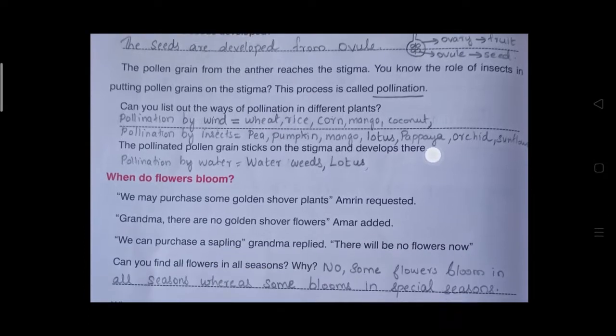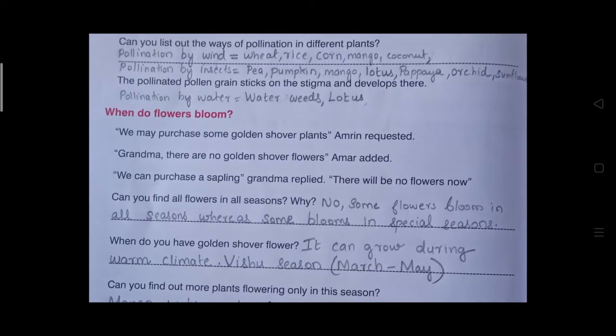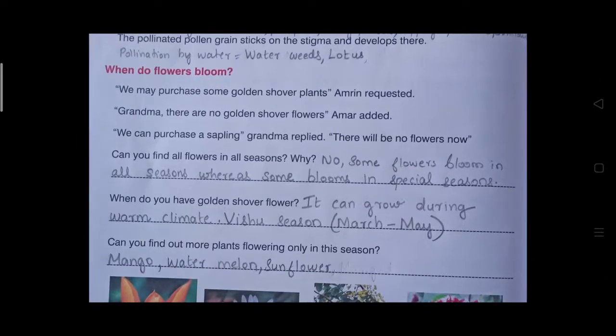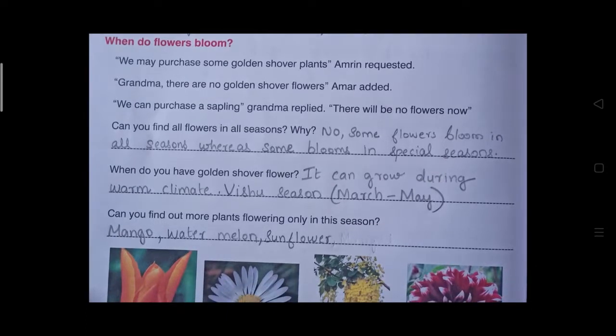Next is about when flowers bloom. So we can read the story. We may purchase some golden shower plants. Amrin requested, Grandma, there are no golden shower flowers. Amar added, we can purchase a sapling. Grandma replied, there will be no flowers now. Can you find all flowers in all seasons? Why? No, we cannot see all flowers in every season.